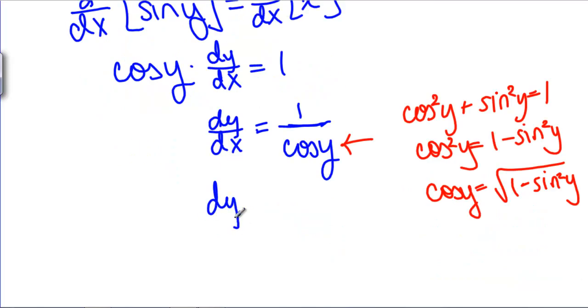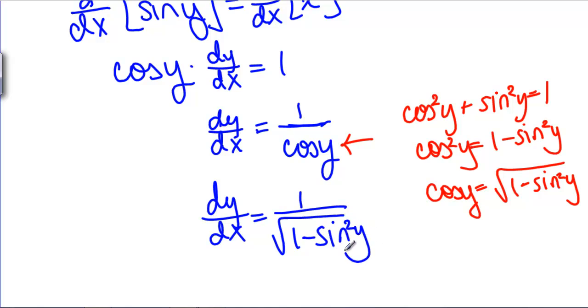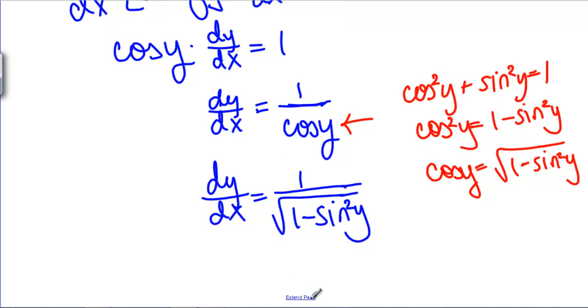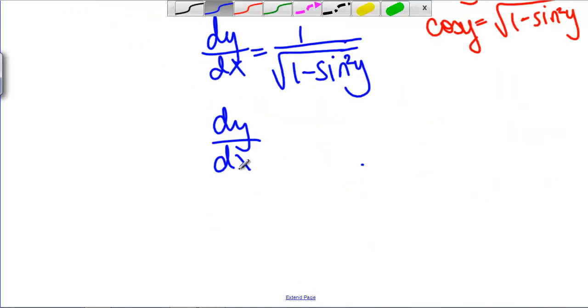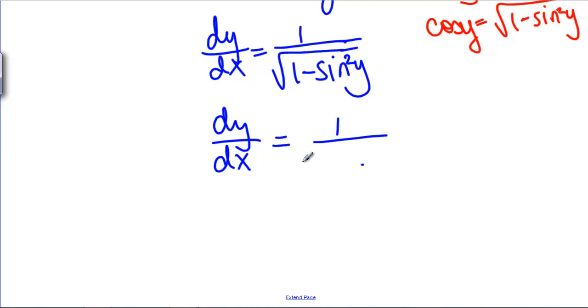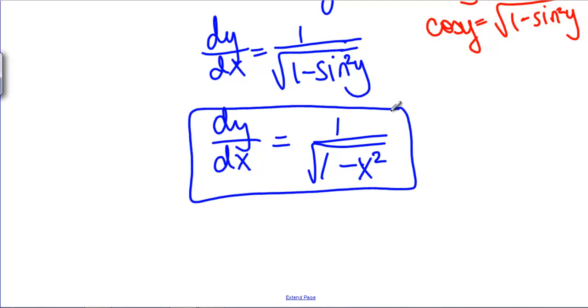So dy/dx equals 1 over the square root of 1 minus sine squared of y. And that helps us because now we can replace sine of y with x. So we get dy/dx is equal to 1 over the square root of 1 minus x squared. So now we have a formula for the derivative of arcsine.